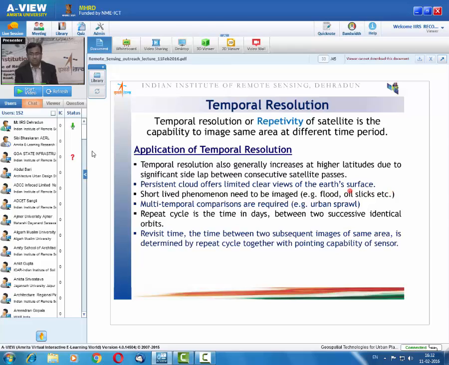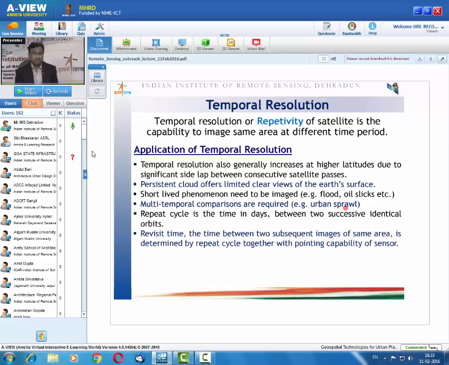Now the fourth important resolution is the temporal resolution. This temporal resolution is nothing but the repetitivity of the satellite to image the same area at different time periods. The temporal resolution has a very distinct advantage in the field of urban planning because we are able to find out the multi-temporal phenomena.